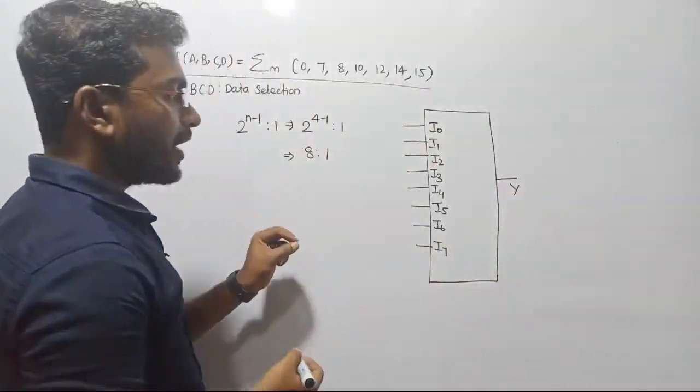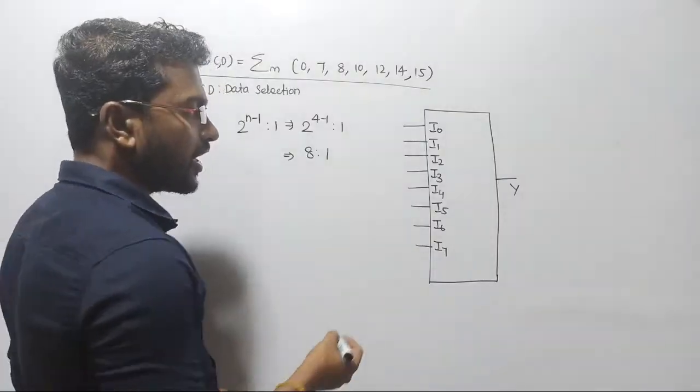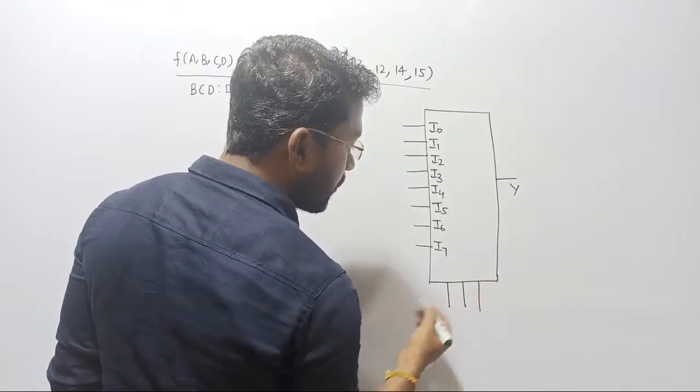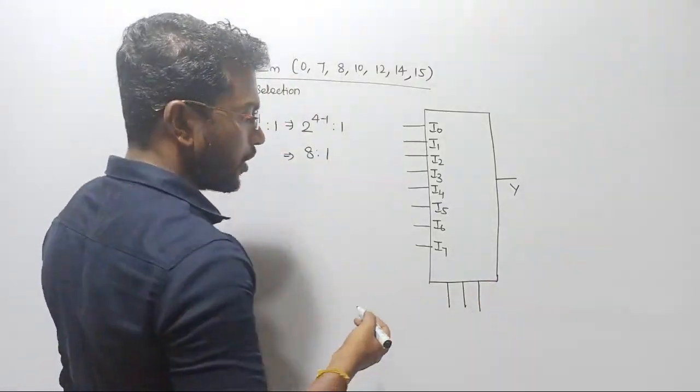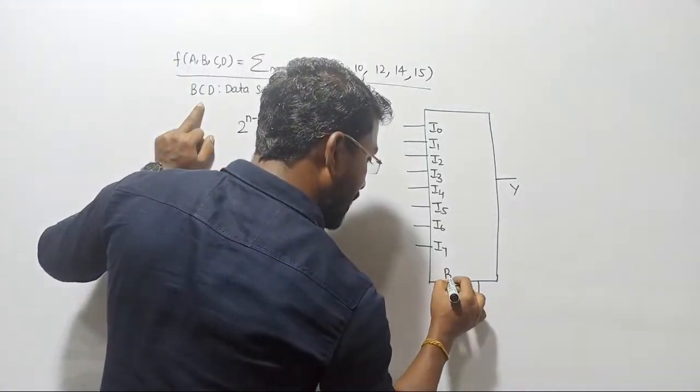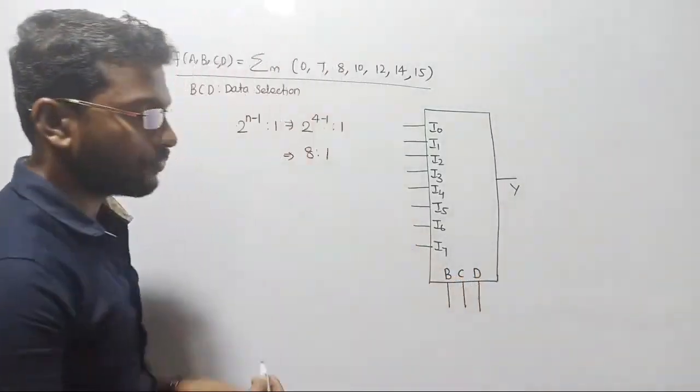Anyway, in order to realize this mux, how many input lines should be required? In order to realize 8, I am in need of 3 lines. Sorry, not input, data selector. The number of data selector lines is going to be 3. The data selectors are given as B, C, D. The order is fixed, right?